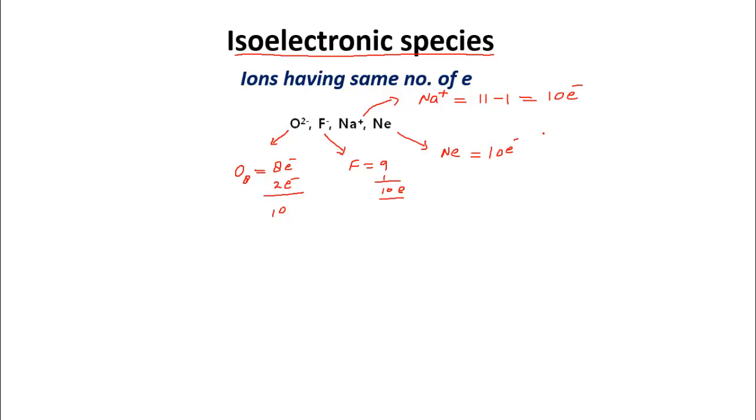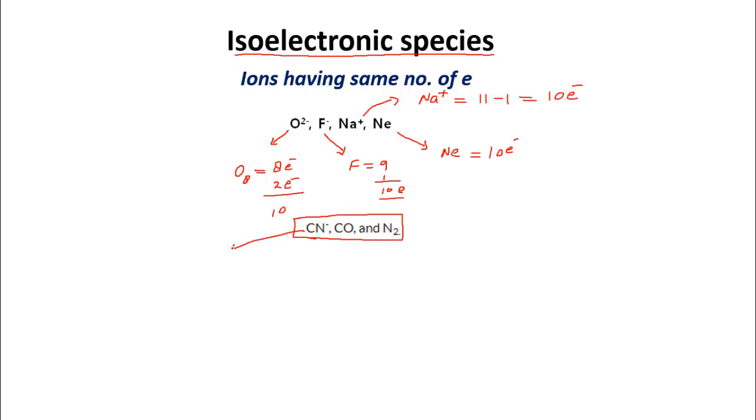So all these species, O2 negative, F negative, sodium ion and neon, are isoelectronic because they have the same number of electrons. Similarly, we have the cyanide ion, carbon monoxide and the N2 molecule. These are also called isoelectronic. Why? Because they have the same number of electrons.